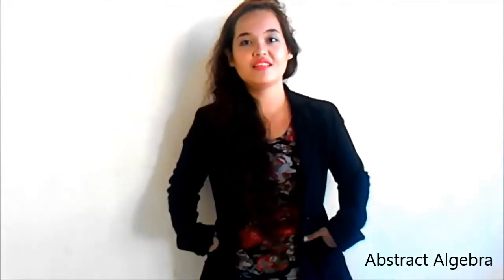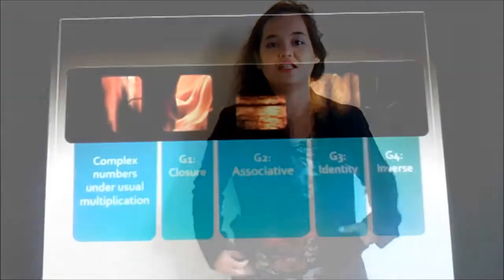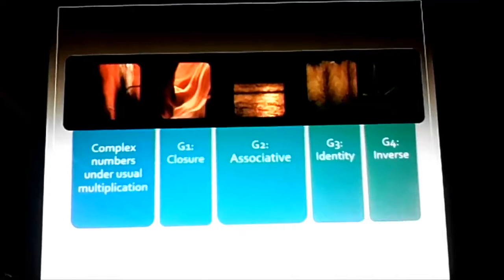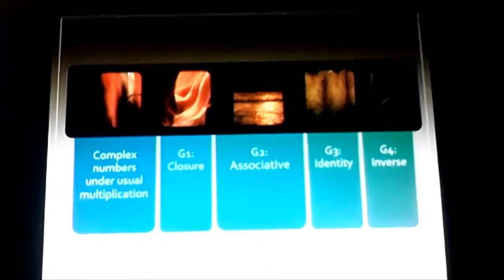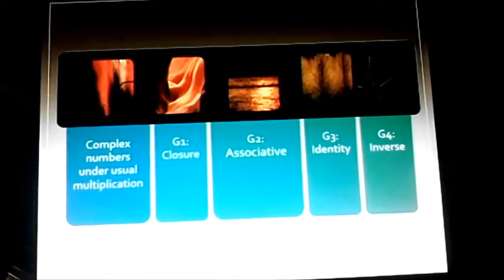I am teaching abstract algebra: complex numbers under multiplication, and proving that it is a group under multiplication, or the binary operation of usual multiplication. Okay, complex numbers under usual multiplication. We have to follow certain conditions.